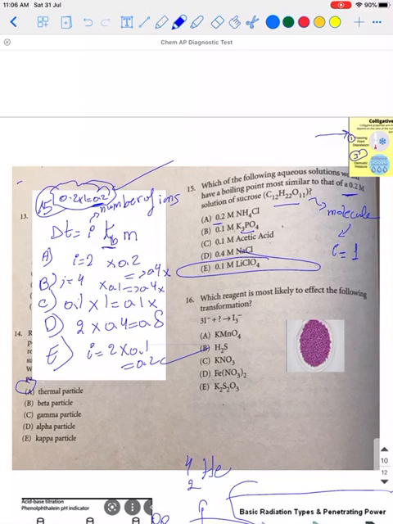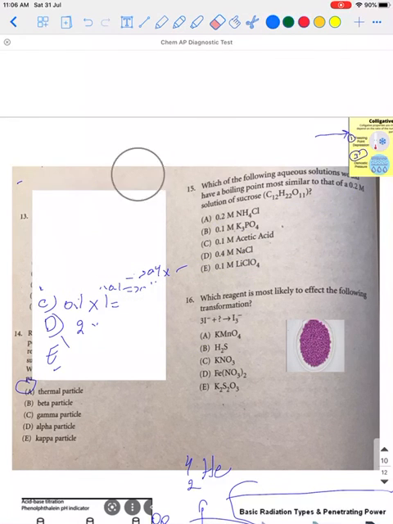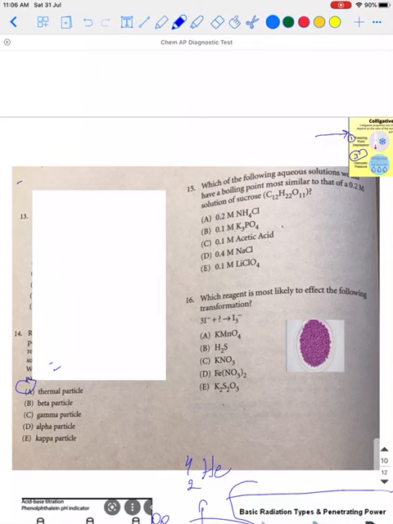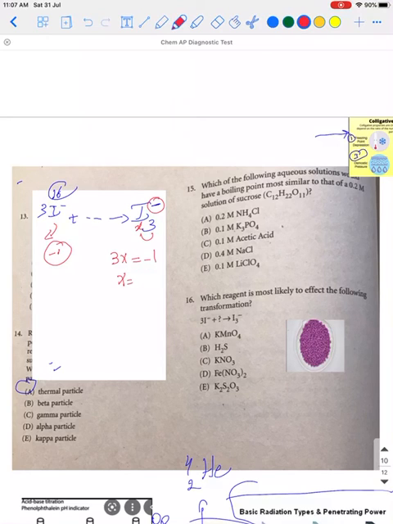Number 16, which reagent is most likely to effect the following transformation? In order to think of such a problem, I have to look at the equation that is given to me. I'm dealing with number 16: 3 I- to give I3-. Let me check their oxidation numbers to see what happened. I- is a monoatomic ion, so the oxidation number is -1. I will assume I here is x, so 3x is equal to the total charge of the ion, -1, which makes x equal -1/3.